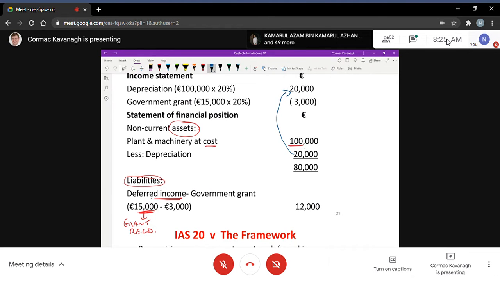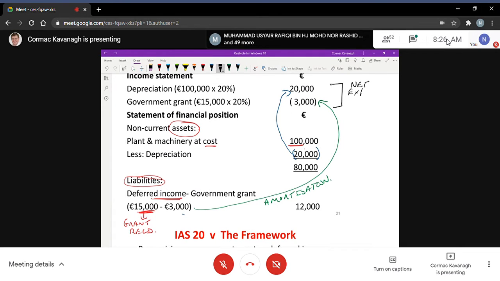So every year we're going to have the depreciation, which is a deduction, transferred from the balance sheet to the income statement as an expense. But we also have every year the amortization of the grant. Similarly, every year for the life of the asset, in this particular case, that is going to be 3,000. What we see is that on the income statement, the net expense is still 17,000.